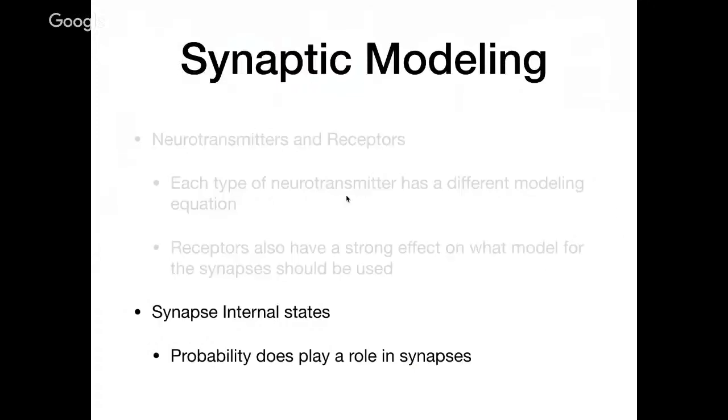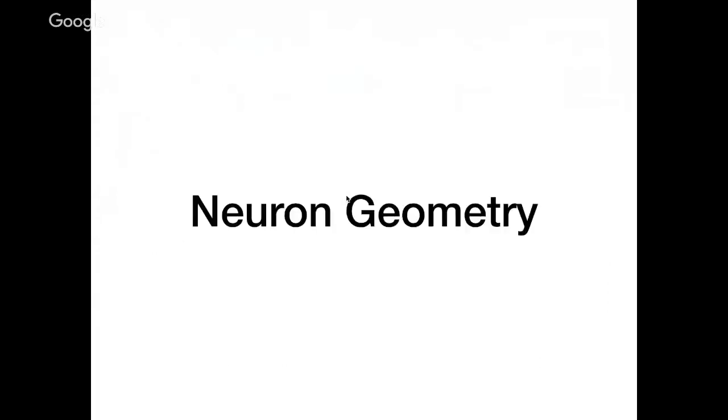In addition to that, synapses also have some type of internal state. You also have to think about the fact that probability plays a role in synapses, because communication between neurons at synapses involves chemistry, and obviously there are elements of probability involved when exchanging between different chemical compounds. So there's also probability that we have to think about.